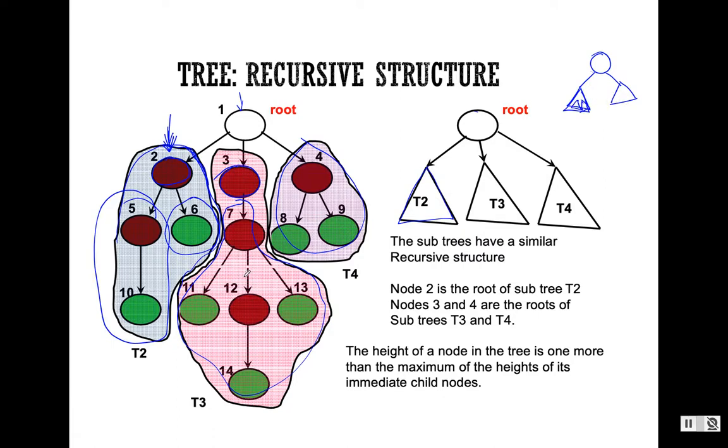The whole data structure, as in the last discussion, is the same. Each subtree has the same data structure as the tree structure. So we can say that subtrees have a similar recursive structure. All right, so the height of a node in the tree is one more than the maximum of the heights of its immediate child nodes. We are going to see a couple more examples, and we'll see you in the next video segment.